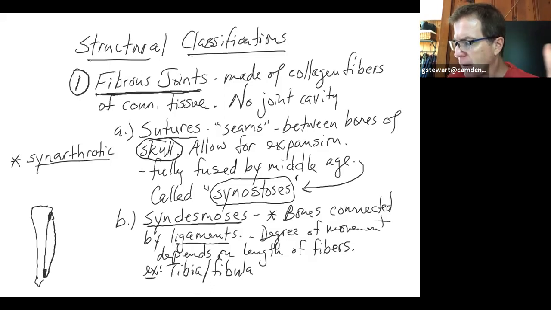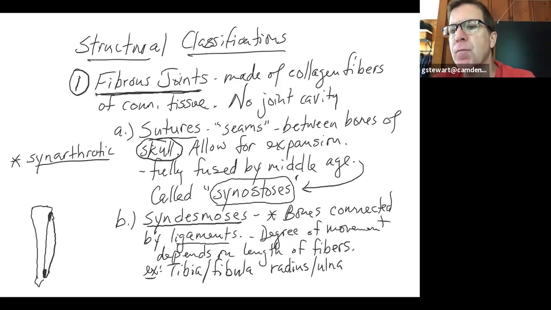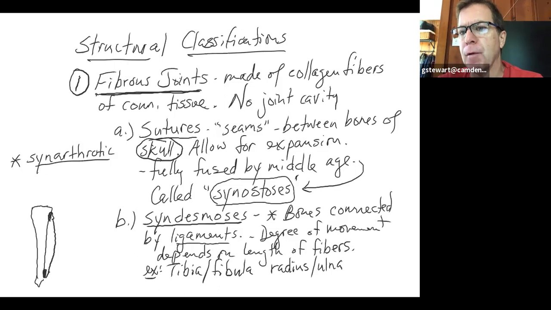So there's also the interosseous membrane of the radius and ulna. So let's do that. In the lower arm, in the forearm, the radius and ulna are also connected by a syndesmosis ligament type of joint. These, the first example, are very short fibers, so they're barely movable at all. These tend to have longer fibers and so have a larger degree of movement.